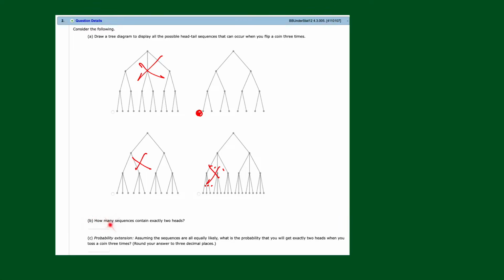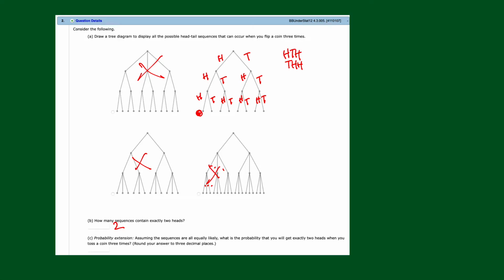Now, part B says, how many sequences contain exactly 2 heads? All right, I'm going to go back to this one here, and I'm going to name these things. Here's what could happen. You could get, say, a head, a tail. Then, if you get a head on the first, you could get a head or a tail on the second toss. And then on the third toss, you could get a head or a tail. So we've listed all the possible sequences.